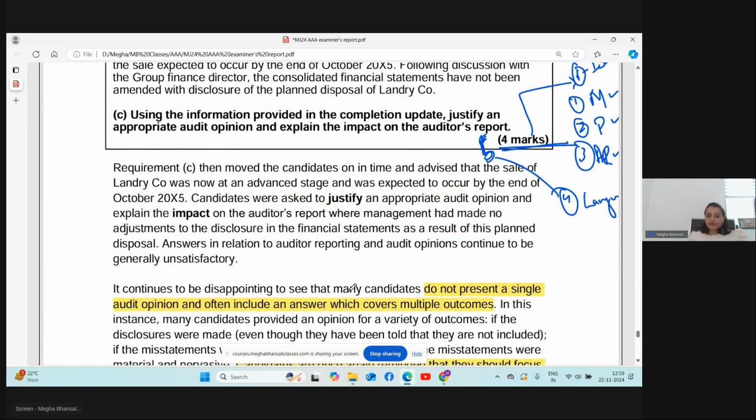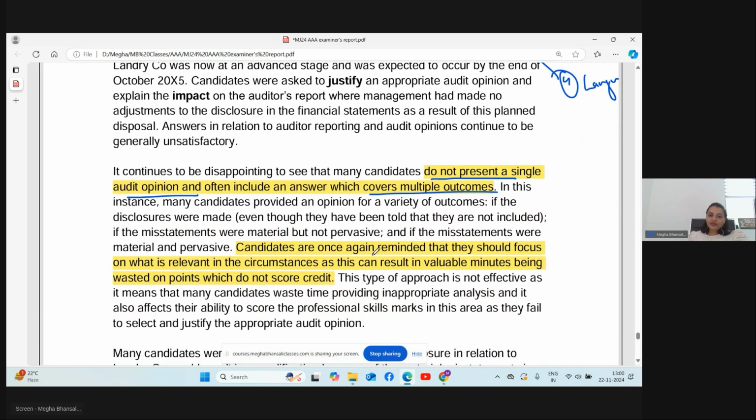It says it continues to be disappointing to see that many candidates do not present a single audit opinion and often include an answer which covers multiple outcomes. So don't do that. Adverse or disclaimer. If the issue is pervasive, it would be an adverse opinion. If the issue is not pervasive, it would be a qualified opinion. Don't say that, guys. You have to say it's pervasive or no. Candidates are once again reminded that they should focus on what is relevant in the circumstances, and this can result in valuable minutes being wasted on points which do not score marks.